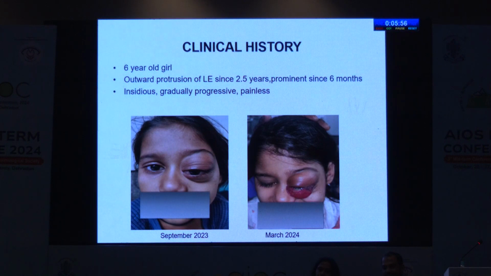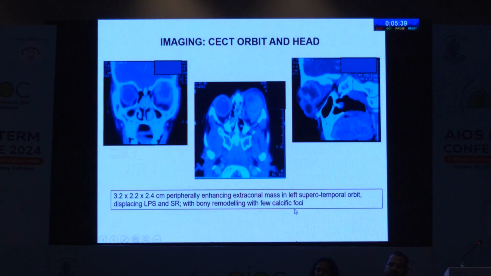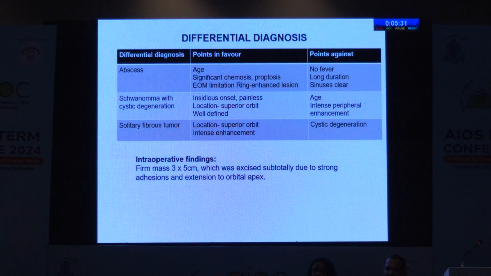Another child, 6-year-old, who had proptosis of the left eye since 2.5 years, which is gradually progressing in size. As you can see, in September, this was the proptosis, and it progressed to this size within 6 months. On the CT picture, you can see that there's a large extraconal mass in the left supratemporal orbit. At this point, the clinicians had a differential diagnosis of an abscess, but the points against were no fever, schwannoma with cystic degeneration, solitary fibrous tumor.